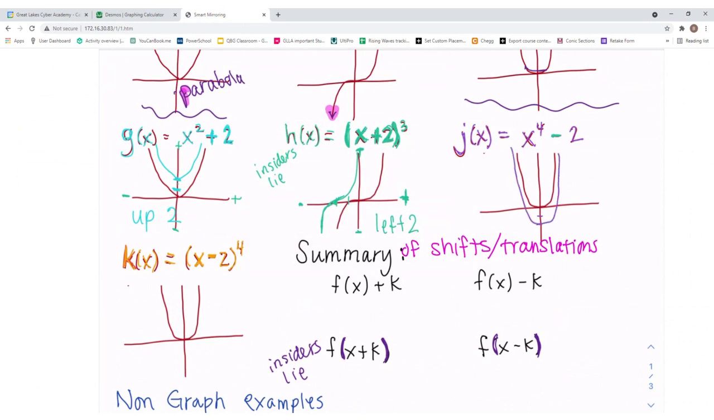So based on what I said specifically about this h of x, what would you guys guess is going to happen with this one if we had x minus 2 subtract 2 on the inside of the parentheses? What do you think is going to happen? If when we added 2, it went left 2, what do you think is going to happen if we subtract 2 on the inside of the parentheses?